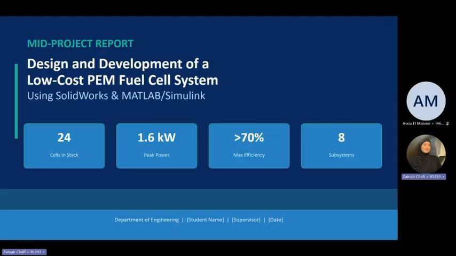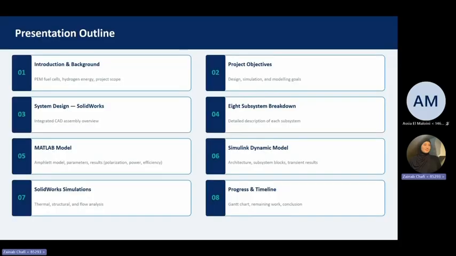This is the outline of today's presentation. First, I will introduce PEM fuel cells and explain why they are important. Then, as you can see, we will discuss our project objectives. After that, we will present our SolidWorks design and explain the 8 main subsystems. Next, we will show the MATLAB model and the Simulink dynamic simulations. Then, we will present the SolidWorks simulations, including thermal and structural analysis. Finally, we will summarize our progress and discuss the remaining work.